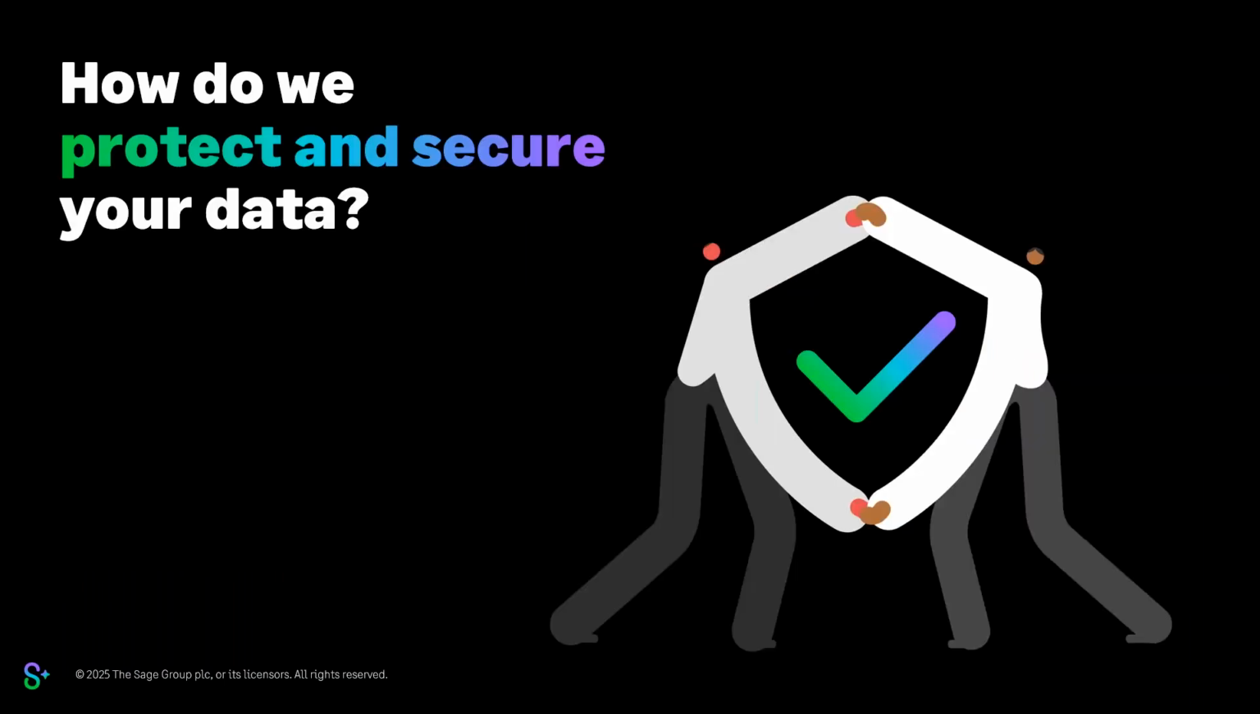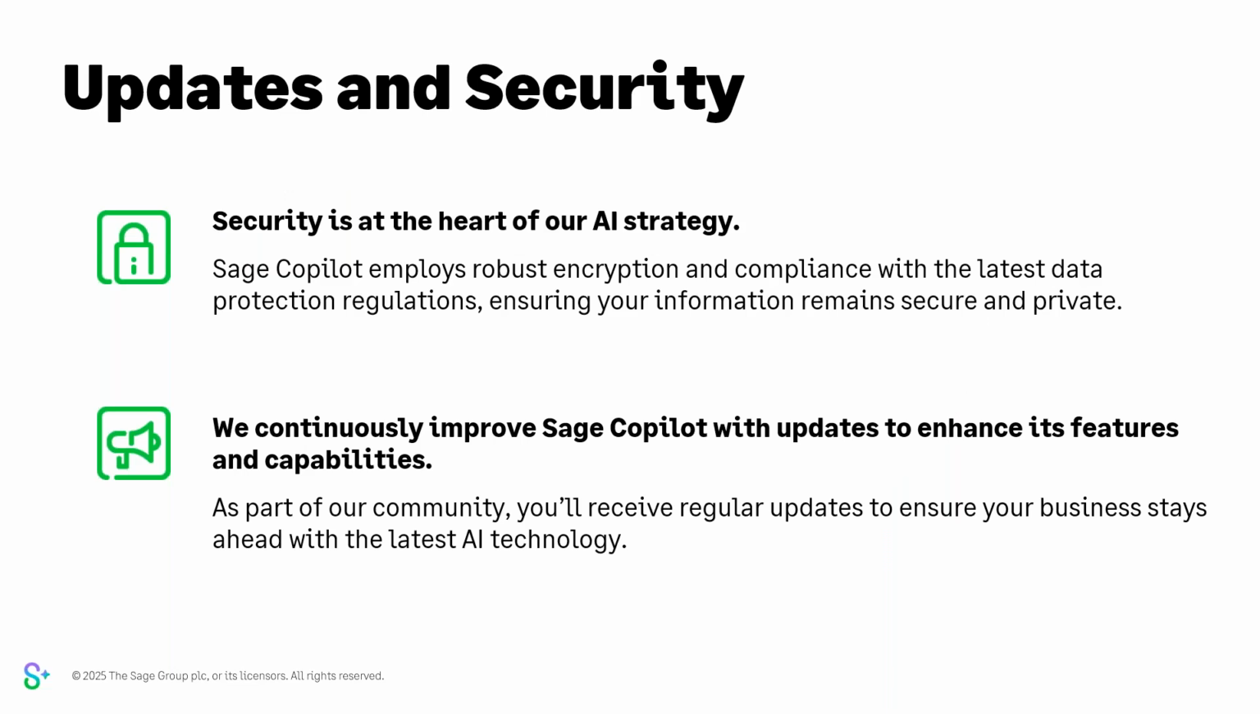Now, we are often asked also how we protect and secure your data, and we know how important that is to everyone. So if you have any concerns, hopefully to help ease it: obviously, security is at the heart of everything we do, and that includes our AI strategy, something that Lisa touched on at the introduction at the very beginning. So we employ robust encryption and compliance with the latest data protection regulations to help ensure your information is secure and also kept private. And we continuously improve Sage Copilot.